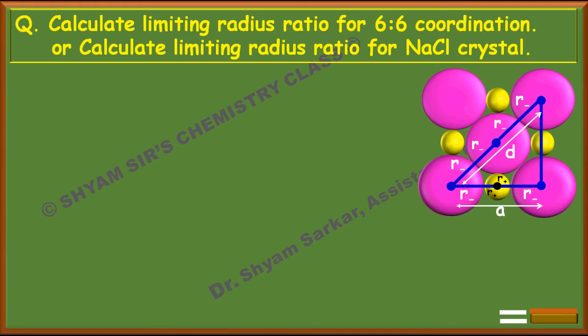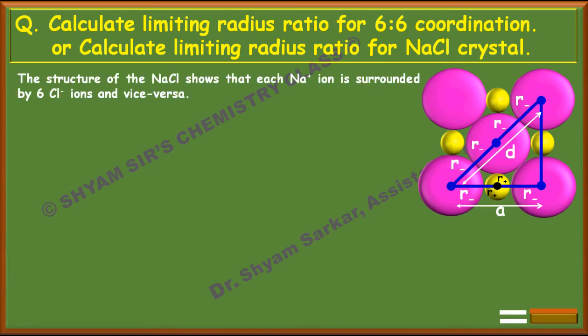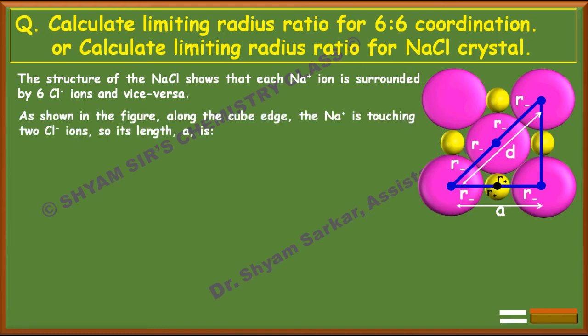Okay, so here you can see the structure of NaCl, in which we know that each Na plus ion is surrounded by 6 Cl minus ions, and similarly each Cl minus is surrounded by 6 Na plus ions. So as shown in this figure, along the cube edge, the Na plus is touching 2 Cl minus ions. So its length a becomes, in this case, a equal to r minus plus 2r plus, that means r plus plus r plus plus r minus. So similarly 2r plus 2r minus equal to a.